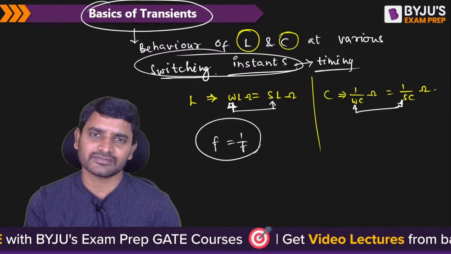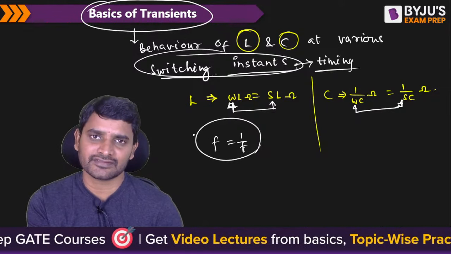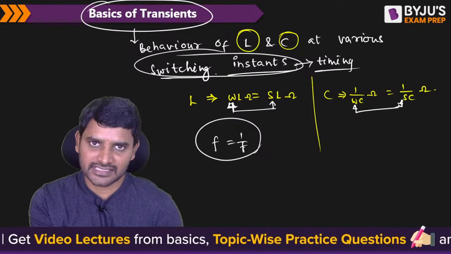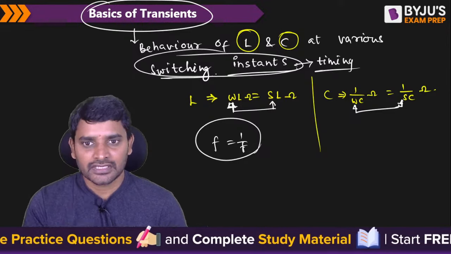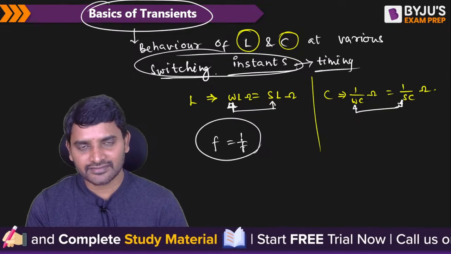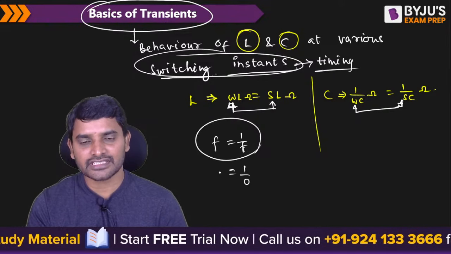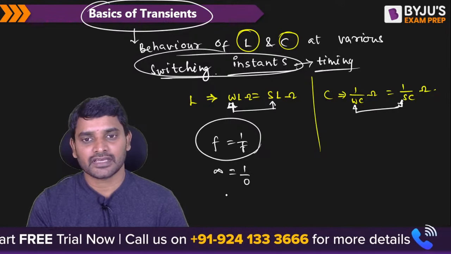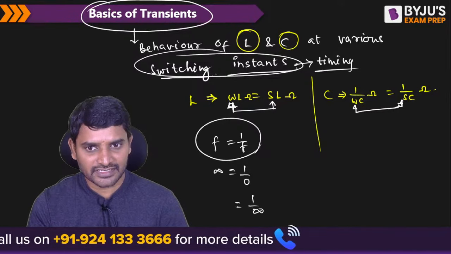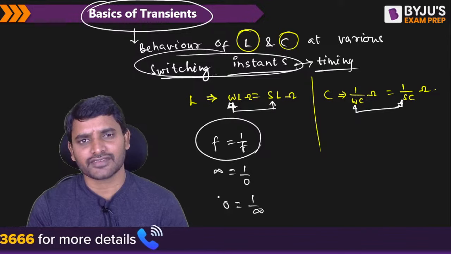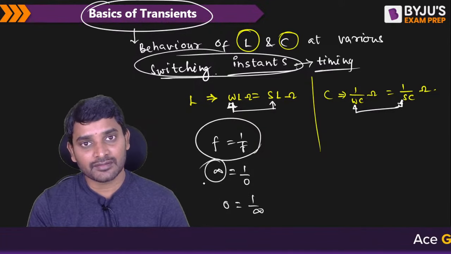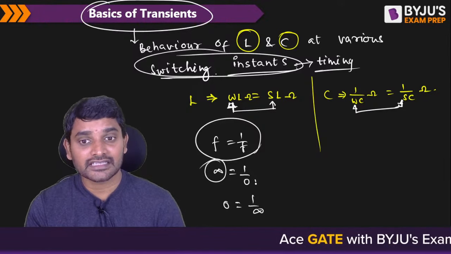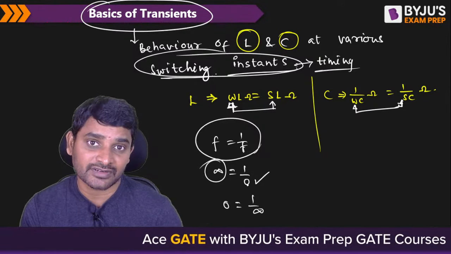You cannot write that, but to say exactly, omega is inversely proportional to time. That is what I wanted to say. So if the time instant is 0, then the frequency is infinity. If the time instant is infinity, then the frequency component is 0. So omega will become infinity when the switch is closed at 0 time instant.